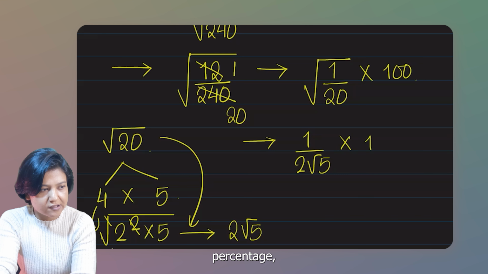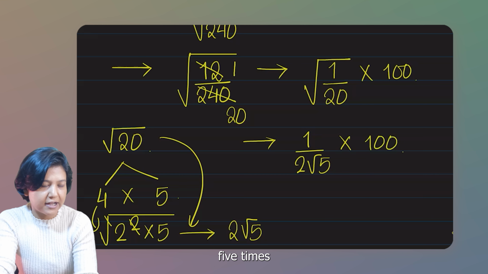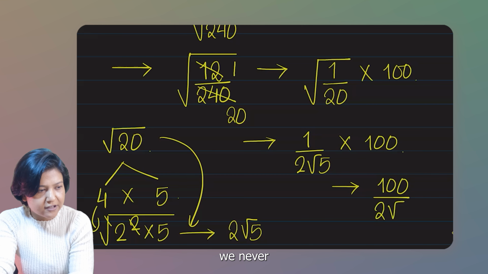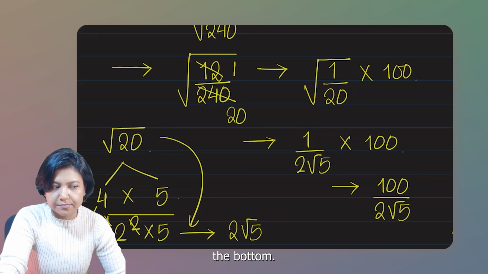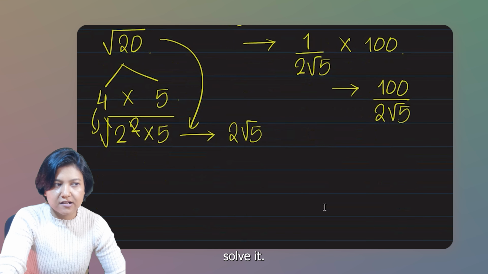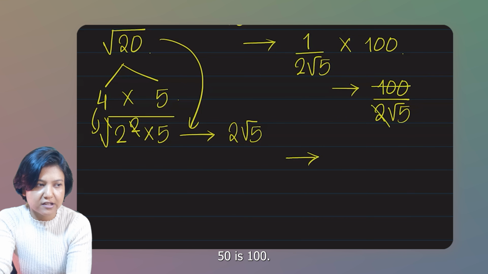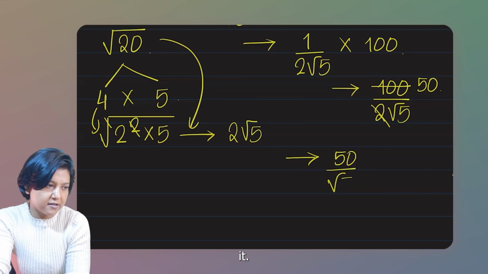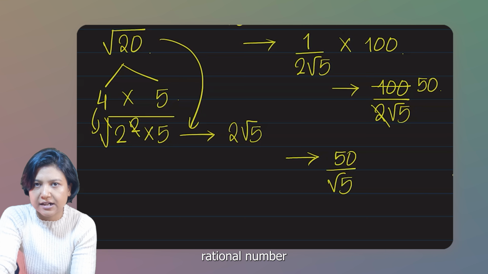Because we are finding percentage, I'm multiplying by 100. Now 1 by 2 root 5 times 100 becomes 100 by 2 root 5. Now you must know that we never leave our answers with an irrational number at the bottom. We are supposed to solve it. So what to do here? 2 and 100 can be cancelled out. 2 into 50 is 100. We know that. 50 upon root 5, if you want to simplify it, simplifying means you want to rationalize, you want to have a rational number at the bottom.